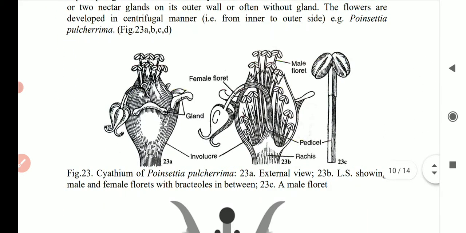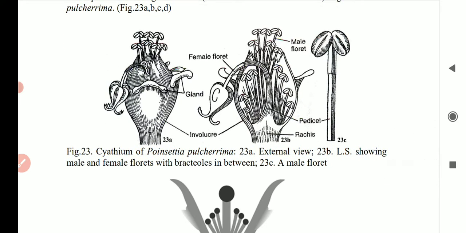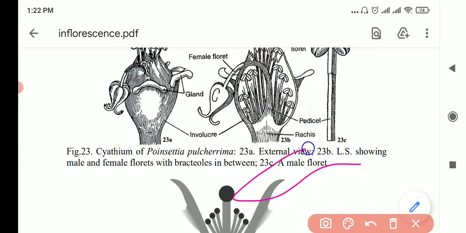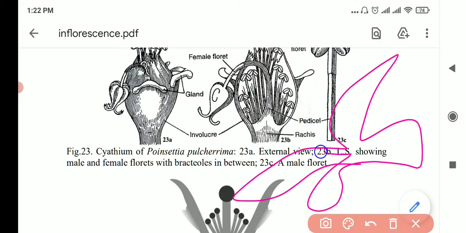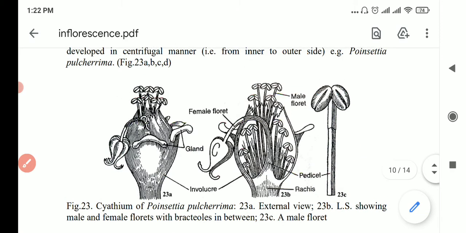I think it will be better if I explain to you from the figure. So this cyathium is seen in that Christmas flower, the poinsettia. Remember those big red flowers? It looks like big red leaves, no? Those Christmas flowers. And then they have small white flowers in between. That one, okay? This poinsettia is that one.